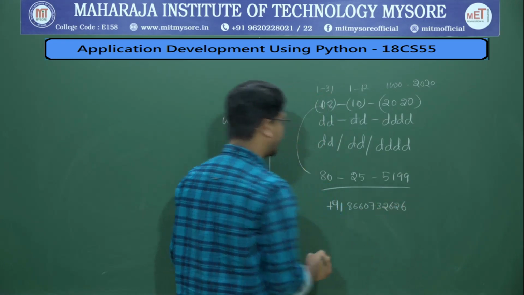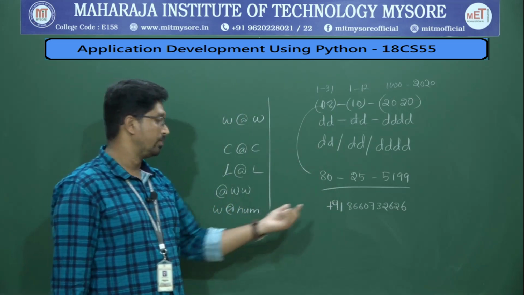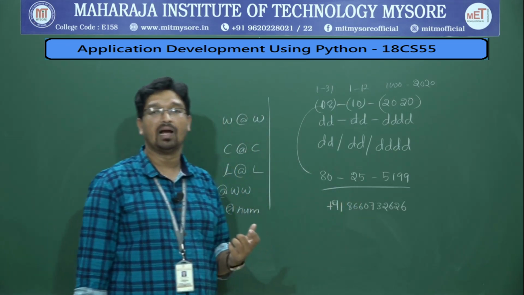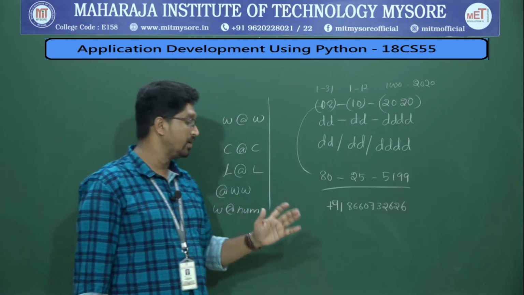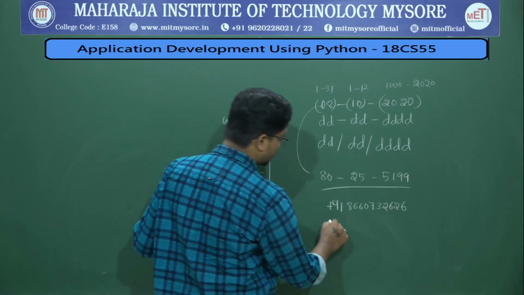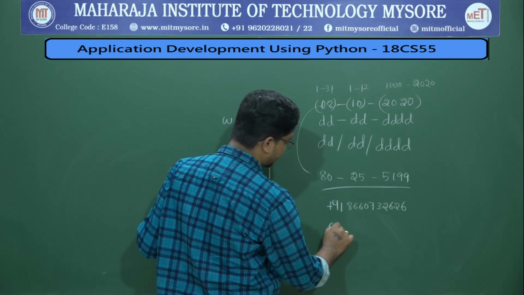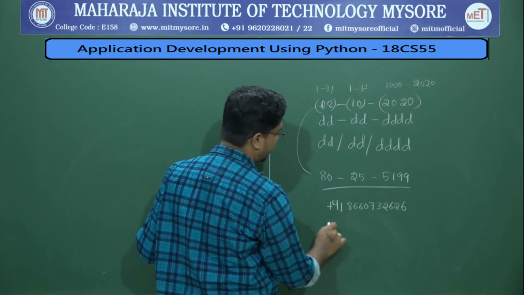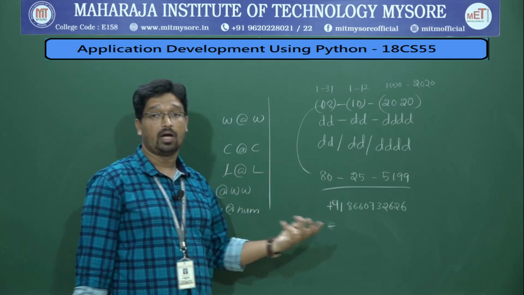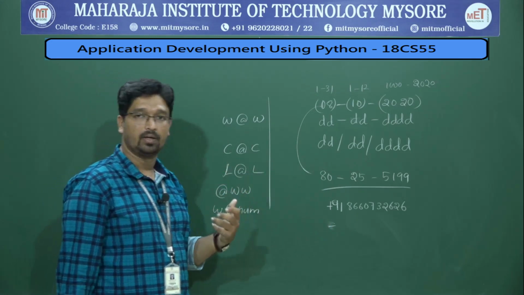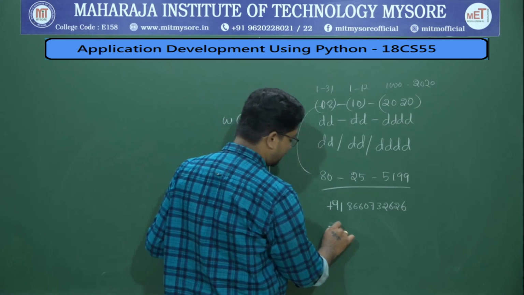Let us say 8660732626. It's my phone number. So I am writing my own phone number. This is a valid mobile number. If you say it is a valid mobile number, how do you identify? There should be a character called plus. It's a plus character. You cannot write a minus sign, or a star, or a dollar. It should be the plus symbol.